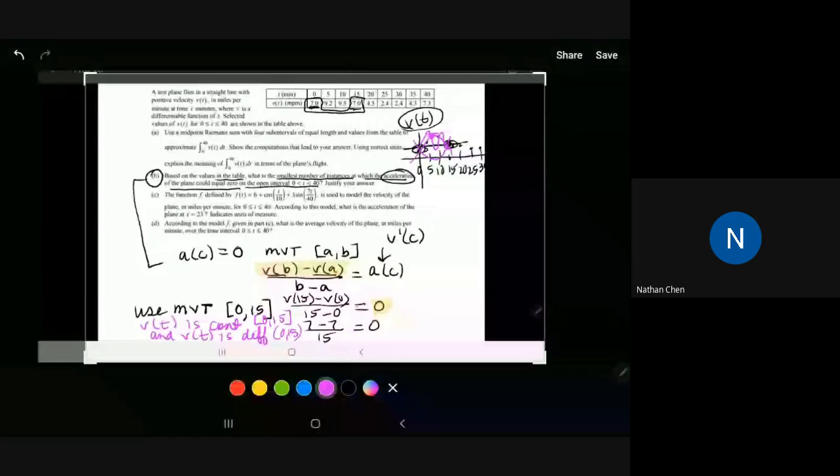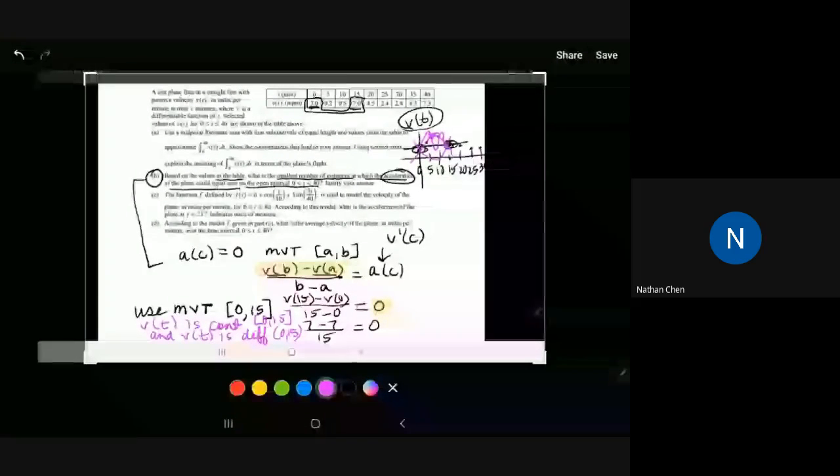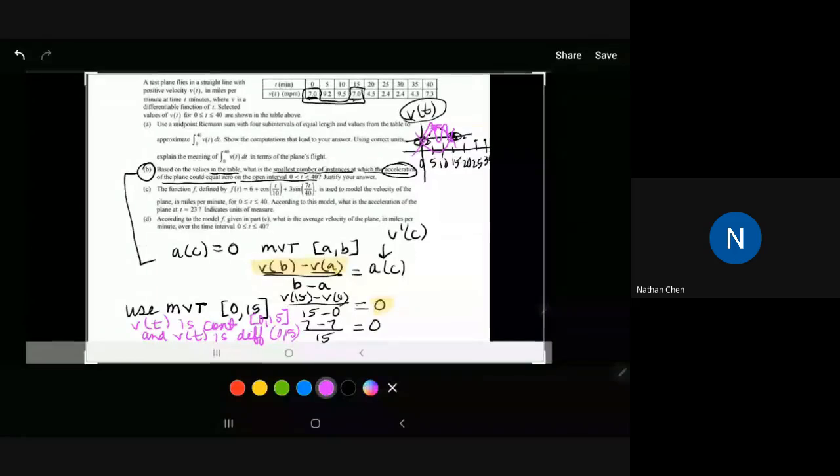It doesn't actually say that it's differentiable, which is interesting. But they're kind of saying which ones does it appear to be based on the table. So I'm not real comfortable with the fact that they didn't tell me it was continuous and differentiable. But I guess if you're a plane, you don't make jerky reactions. So I guess that's why they're saying it's continuous and differentiable. Okay, so use mean value theorem on that.